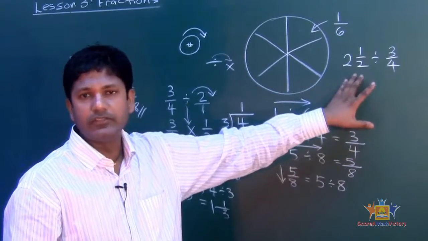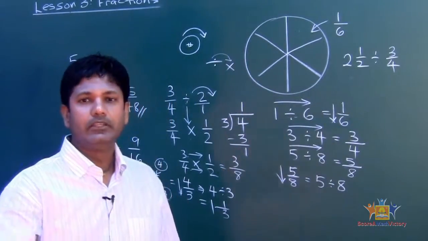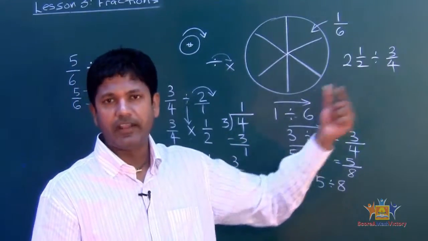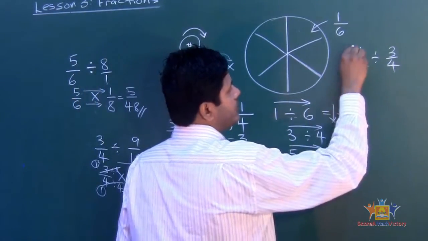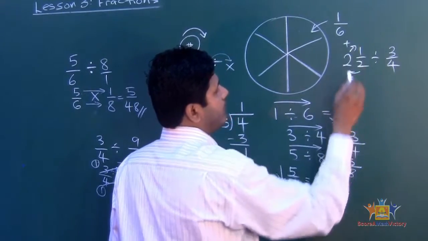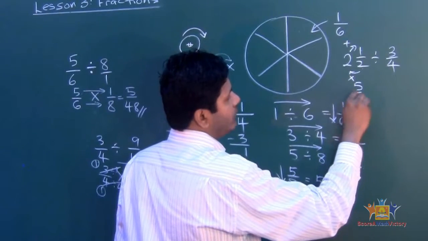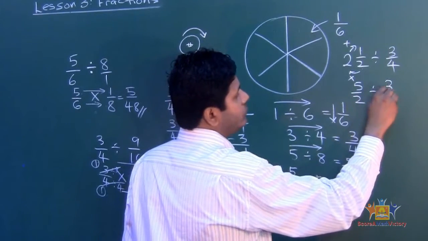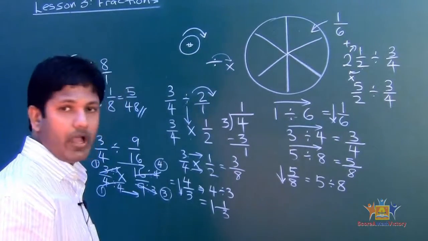Exactly, I have to convert this into a fraction. Fraction divided by fraction. You cannot have a mixed number divided by a fraction in order to perform this. So I have to use the semi-rotation method, multiply and plus. 2 times 2 is 4, plus 1 is 5. So it becomes 5/2 divided by 3/4. And then what do we do? The doorknob approach.